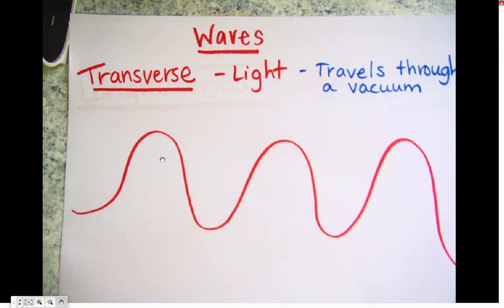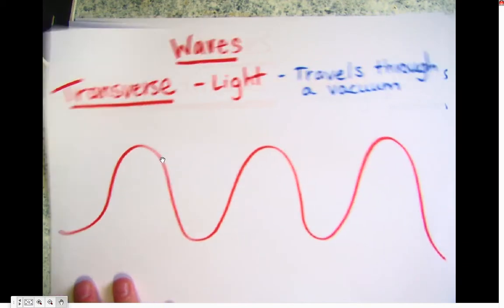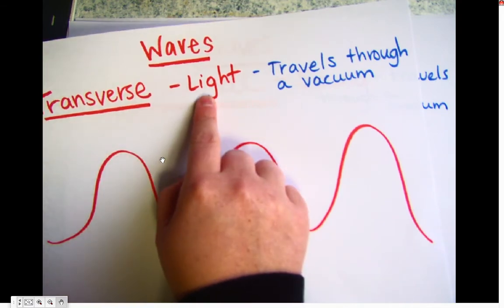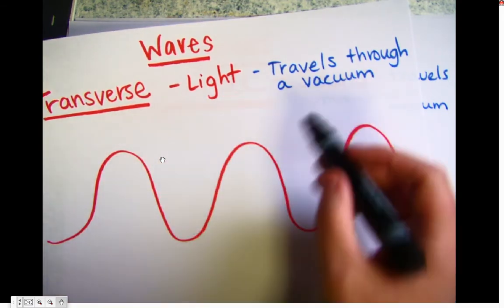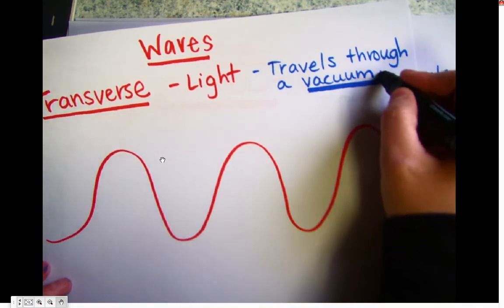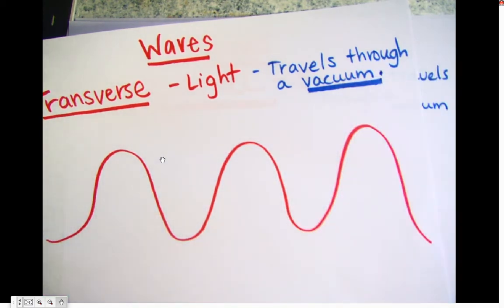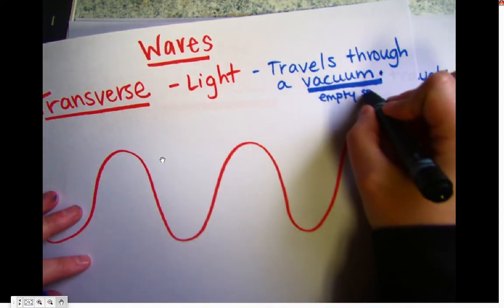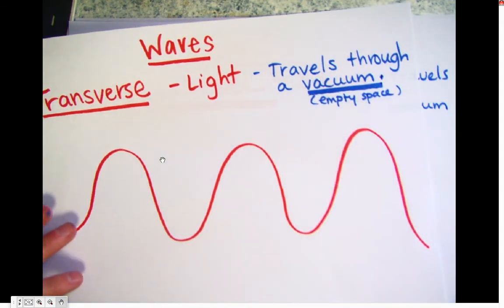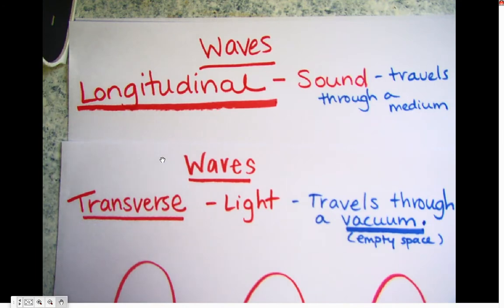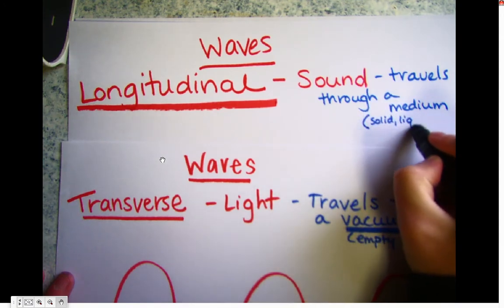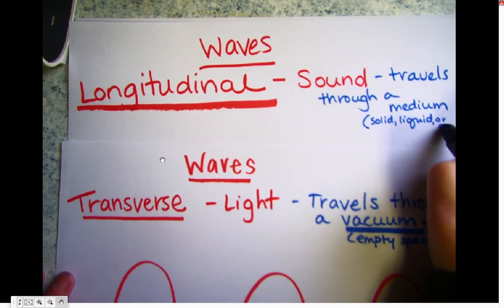Okay, so the first one is a transverse wave. A transverse wave looks like this. One example is light, and this guy has to travel through a vacuum. And remember, that is not a vacuum cleaner in the house. That is empty space. So just make a note when you're making these notes: a vacuum is just empty space. Unlike longitudinal, for example sound, which travels through a medium. And a medium is simply a solid, liquid, or a gas.